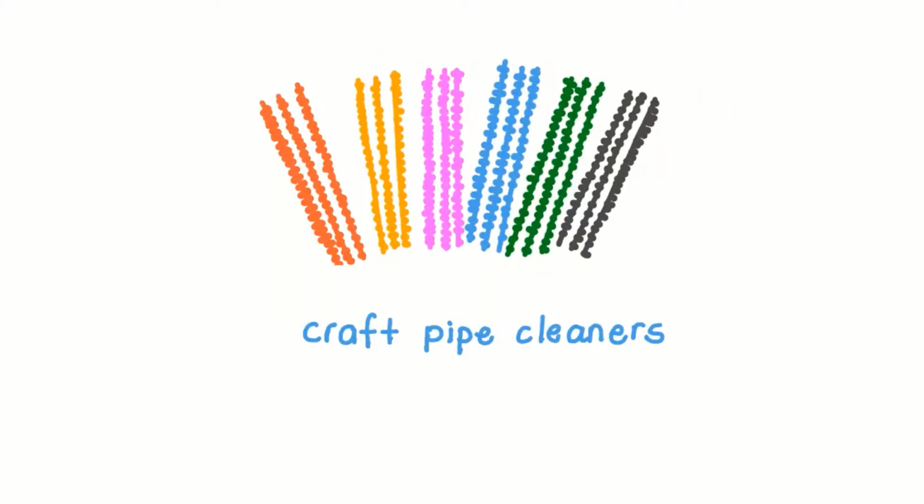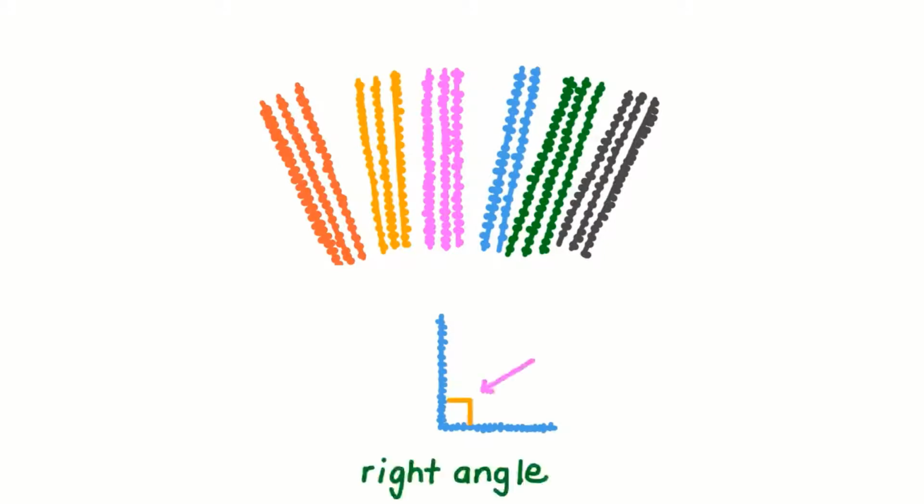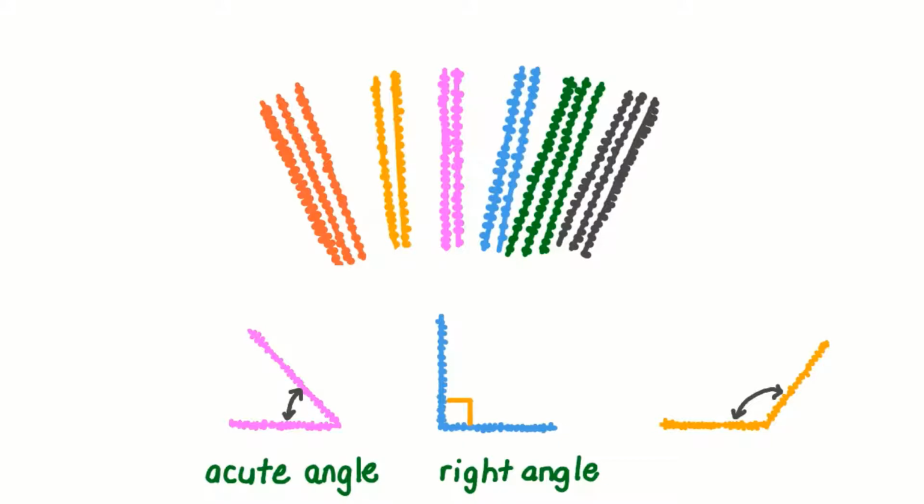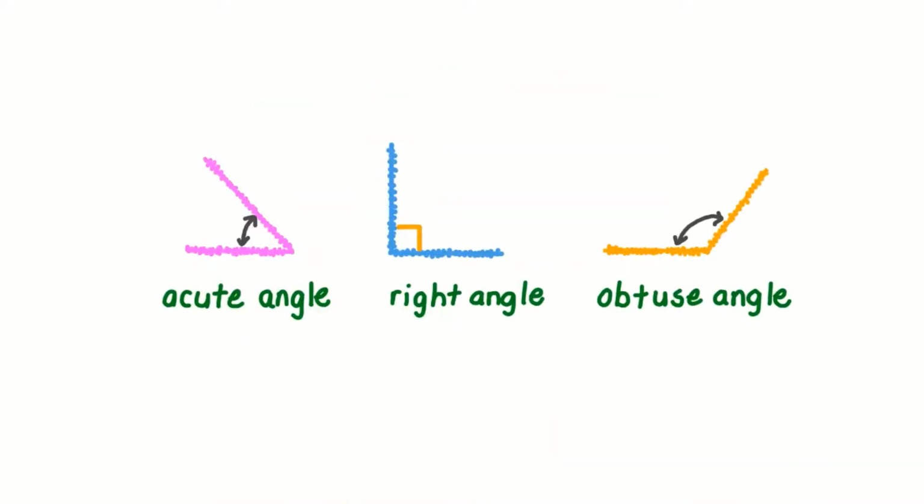You could have a go at making some angles of your own. You could use craft pipe cleaners. Which angle have we made? It's a right angle. Can you see it has a square corner? Which kind of angle is this? It's less than a right angle. Can you remember its name? It's an acute angle. This angle is greater than a right angle. Can you remember its name? It's an obtuse angle.